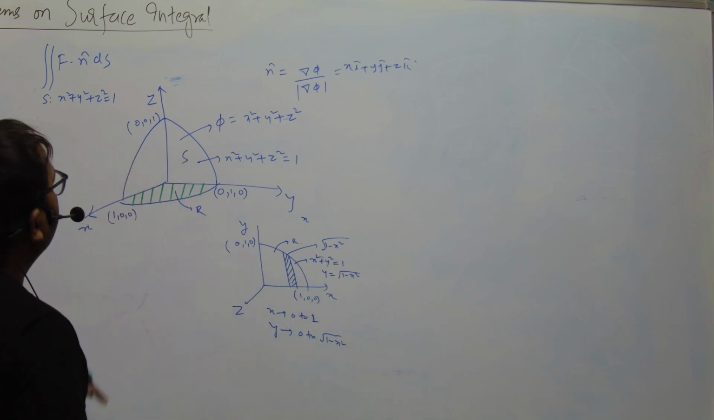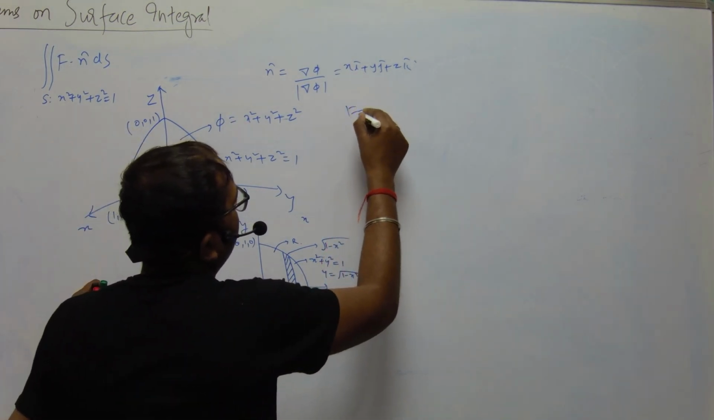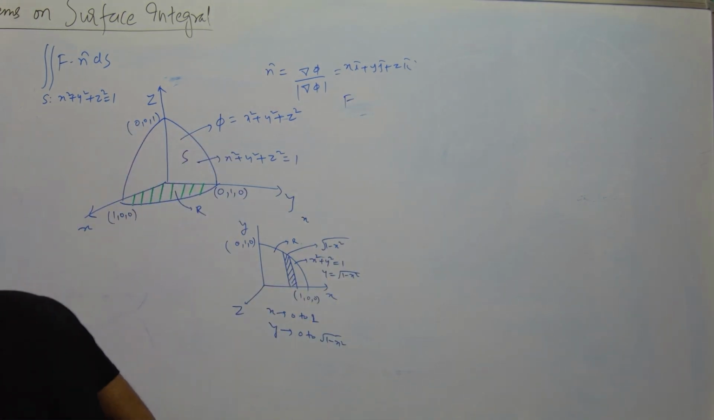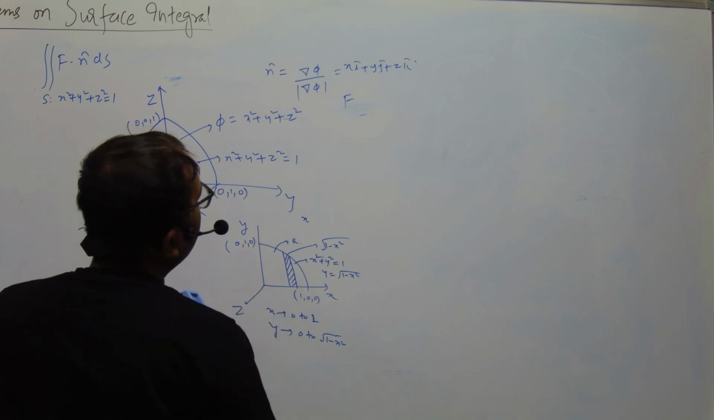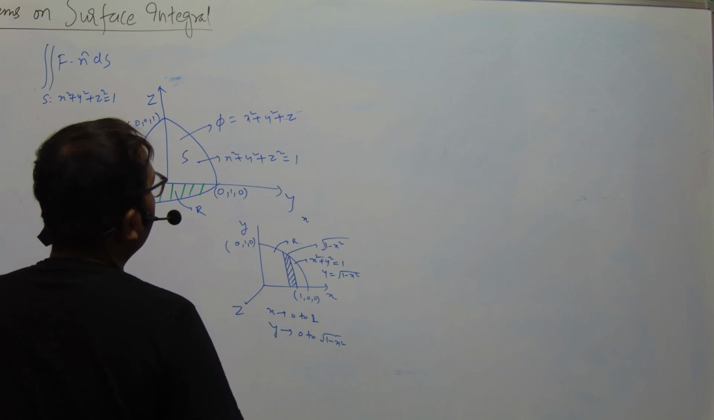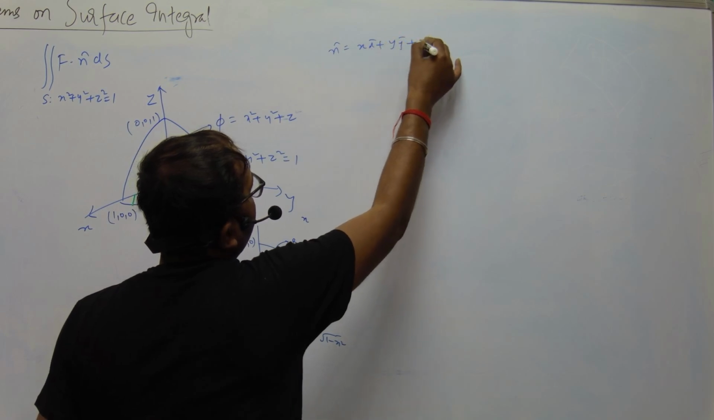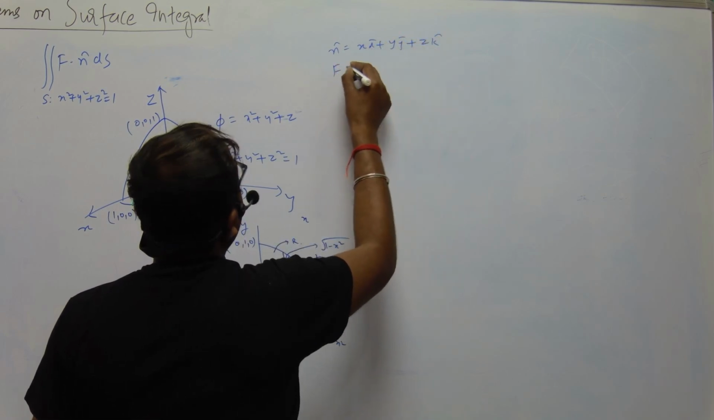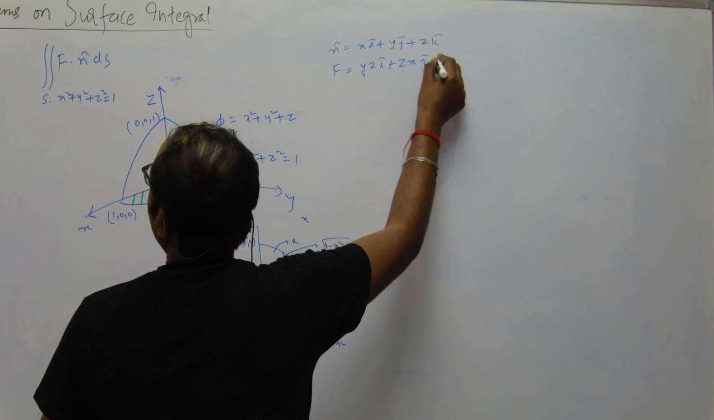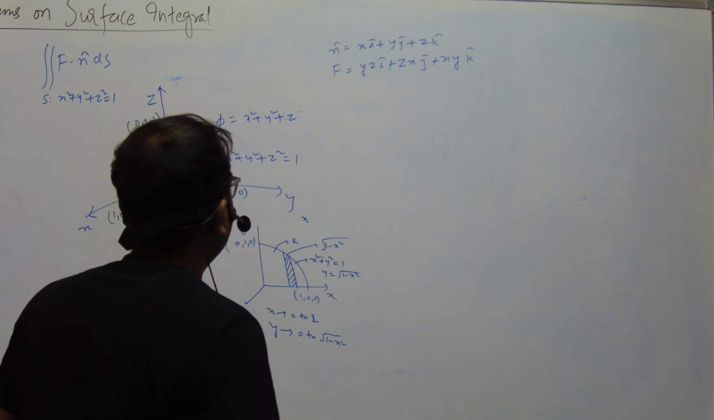Now let us find the value of this expression f dot n cap ds. We have the value of n cap as x i cap plus y j cap plus z k cap. We have the value of f as f is equal to yz i cap plus zx j cap plus xy k cap, and we have to find the value of ds.